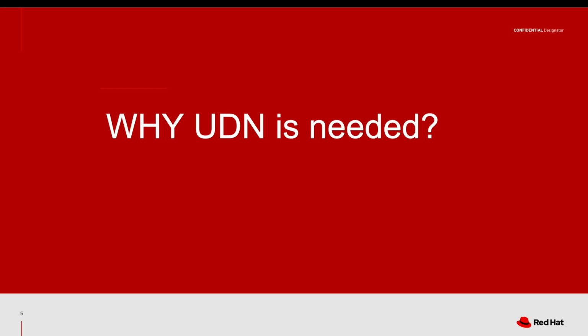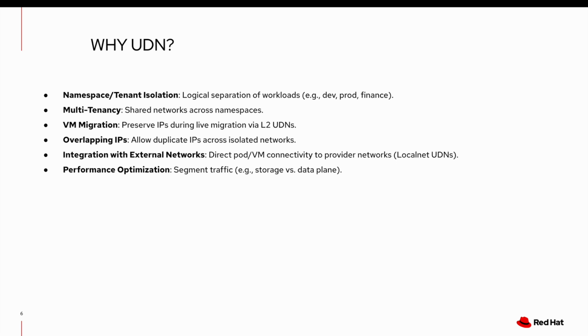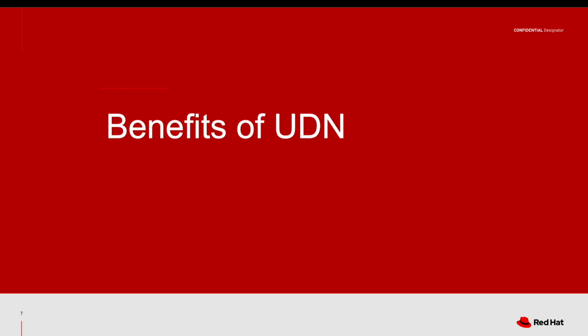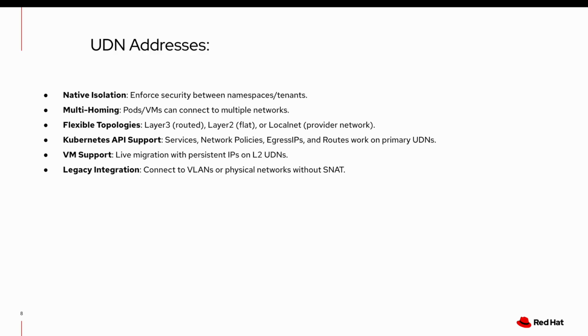So why do we need UDN now? As I said earlier, UDN is very helpful for the following use cases: namespace isolation, multi-tenancy, VM migration, overlapping IP addresses, integration with external networks, and performance optimization. So what are the benefits of UDN? It provides better isolation, it provides multi-homing, it supports flexible topology, and it also supports all Kubernetes APIs. It is very useful for live migration of VMs where a persistent IP address is needed. And it also helps with legacy integration.